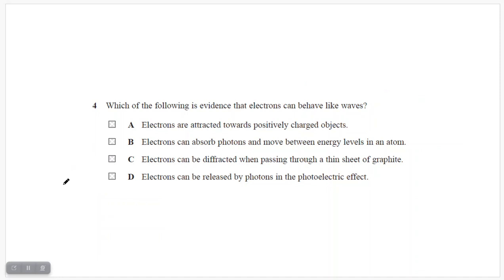Let's look at question 4. Which of the following is evidence that electrons can behave like waves? So, how did scientists come up with this idea that electrons can have wave-like properties? What they did was they fired a beam of electrons through a graphite sheet, and to their surprise, what they saw was an interference pattern, right? So interference requires superposition, and after diffraction, of course, all of which are wave phenomena, right? So the answer is electrons can be diffracted when passing through a thin sheet of graphite.